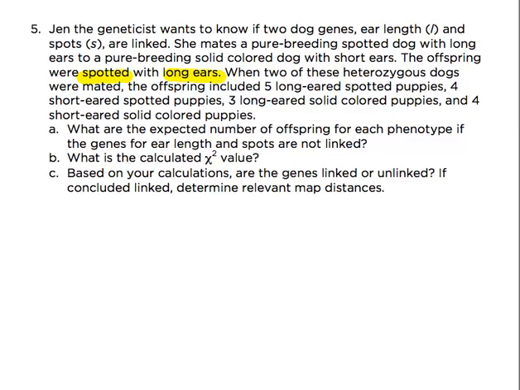So let's define spotted as big S and little s will be solid color, no spots. Long ears will be big L and little l will be short ears.